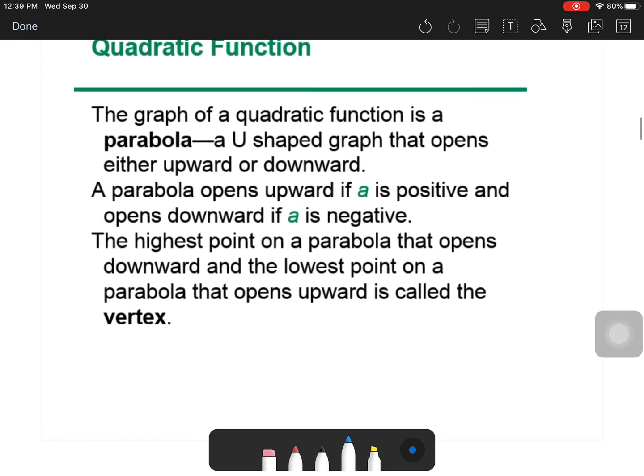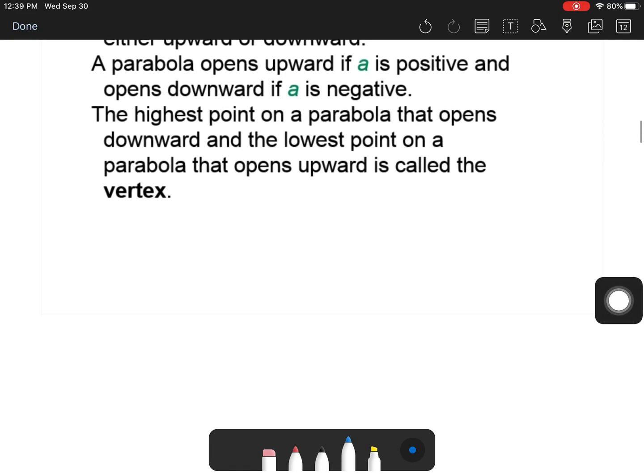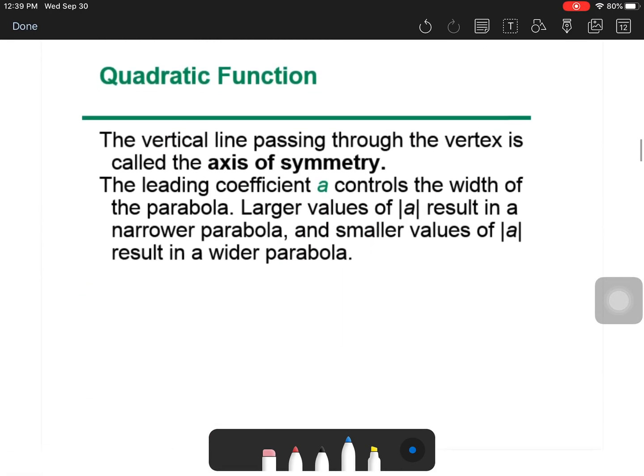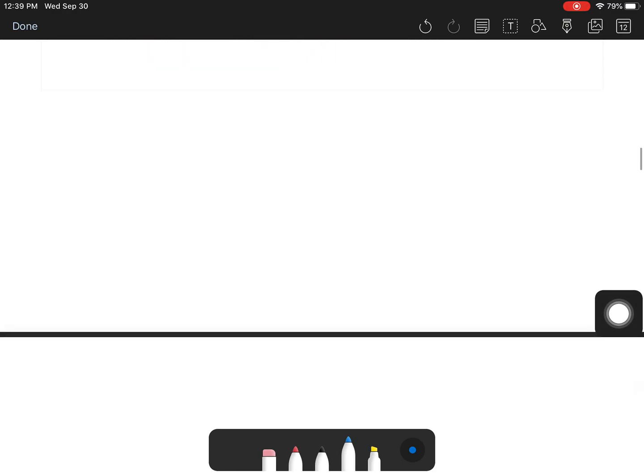Okay, we know that the graph's called a parabola, and the a value is what determines whether or not it opens upward or downward. We know that that point is called the vertex, the highest or lowest point on the parabola. And some other characteristics, we know that there's an axis of symmetry, a vertical line that runs through the vertex. The leading coefficient a controls the width, so if the absolute value of a gets larger, then it becomes skinnier, and if it gets closer to 0, then it becomes wider.